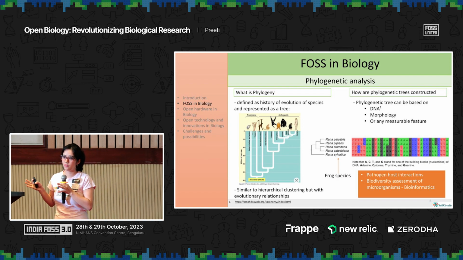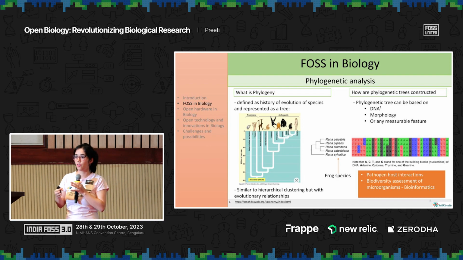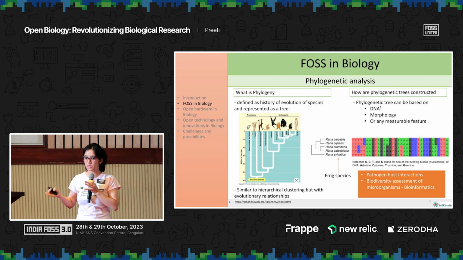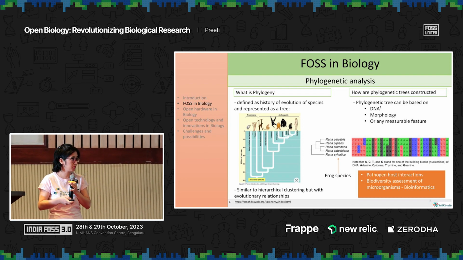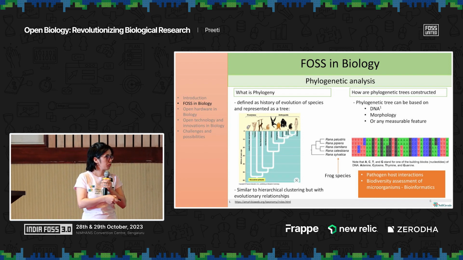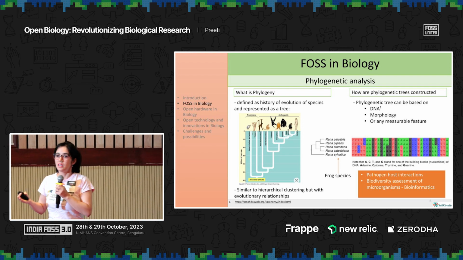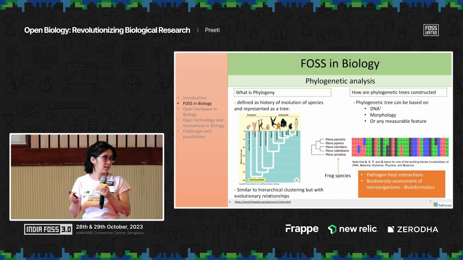So is it only specific to ecology and evolution? No. You can use this analysis for pathogen-host interactions, where you can track how pathogens have moved from one species to another, so you can identify which are the susceptible species. And it can also be used for biodiversity assessment of microorganisms. Like in bioinformatics, the gut microbiota is a hot topic right now, right?